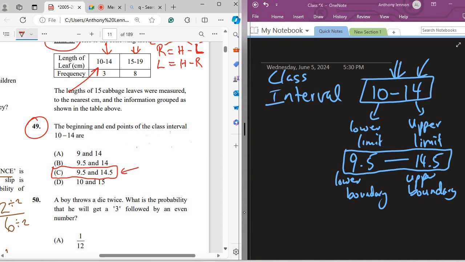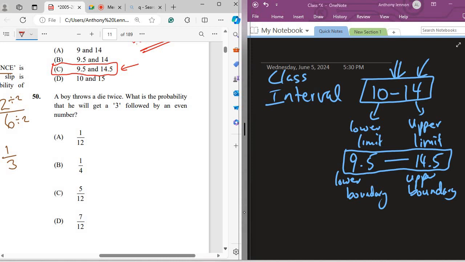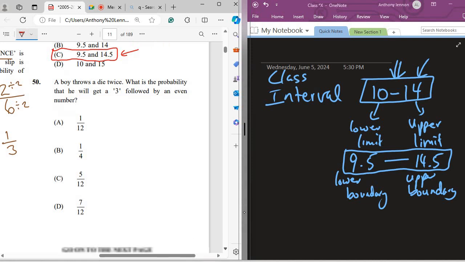I think they're choosing their words, though. They probably could actually say boundaries. So basically what they did is interchange the word boundaries here. The lower boundary is the beginning, and the upper boundary will be the end point. So they're referring to the boundaries here. And for boundaries, you're looking at the 0.5s: 0.5 less and 0.5 more for the lower and upper, respectively.